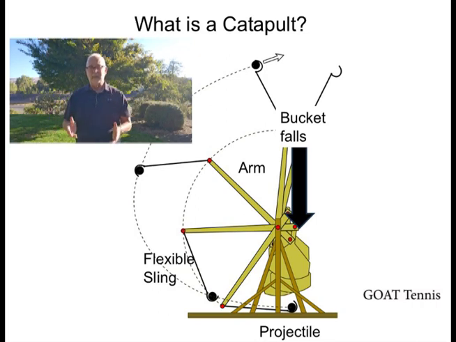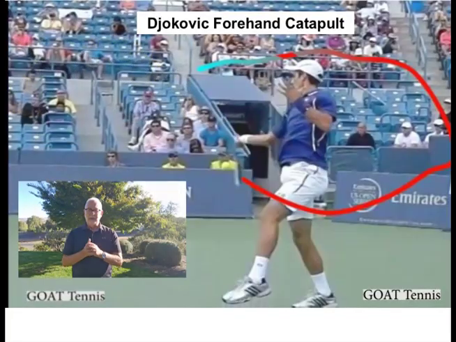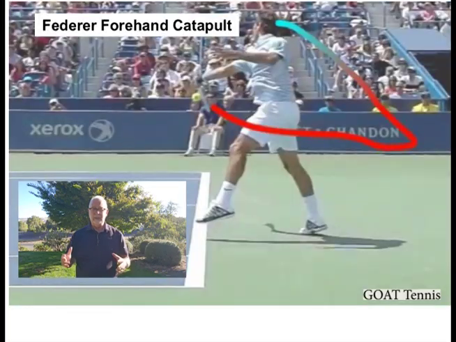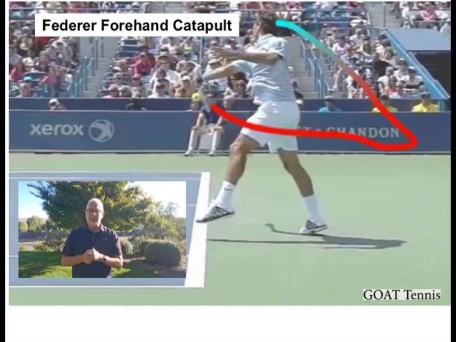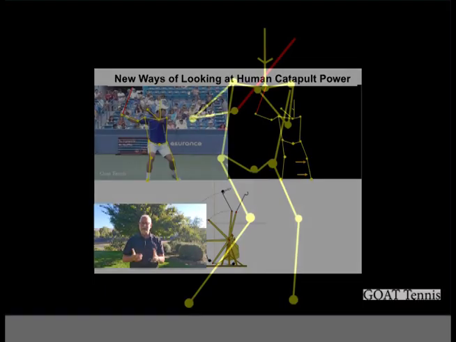And this is the type of power that the goats tap into, and you should start tapping into it as well. So in this lesson, we'll be looking at how Novak Djokovic and Roger Federer use the catapulting process to generate power on their forehand. We'll also look at new ways to look inside the body more and to see how this catapulting process works and how it generates so much incredible power and speed. Let's get started.